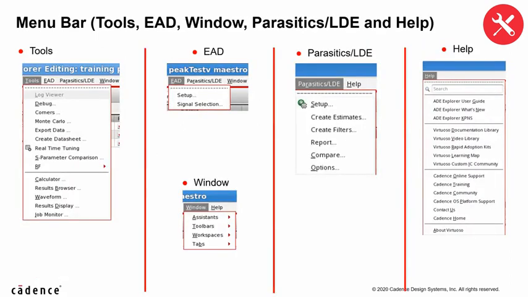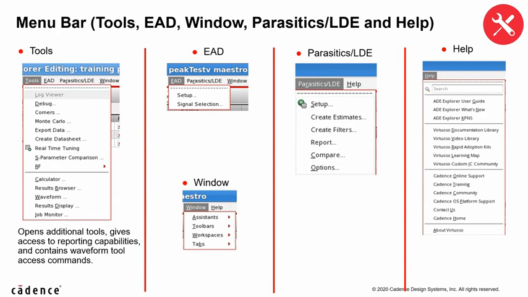The Tools menu allows you to access some advanced analysis tools within the ADE Explorer environment. Corners and Monte Carlo setup can be accessed from here. You can also access the real-time tuning assistant. Post-analysis simulation tools such as the calculator and the results browser are also accessible from here.